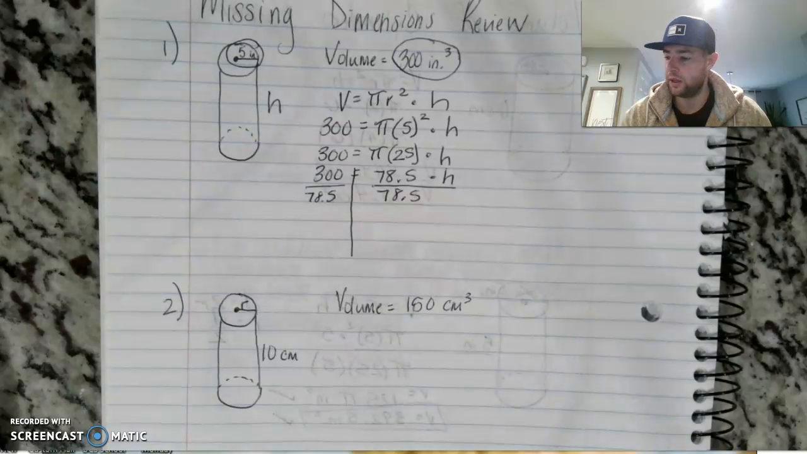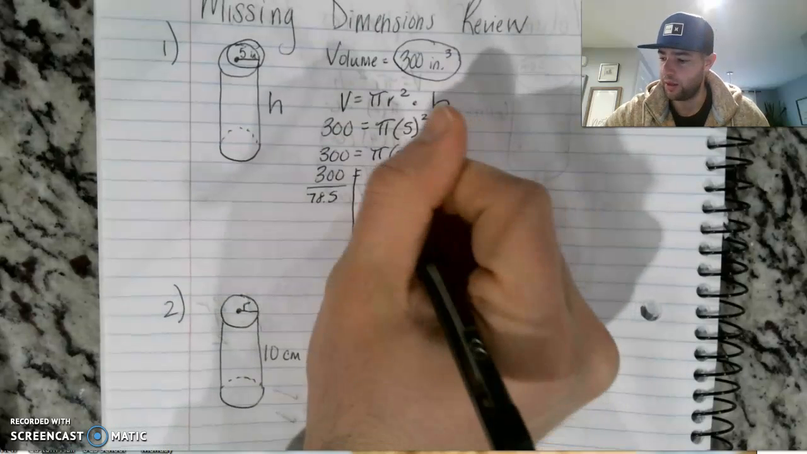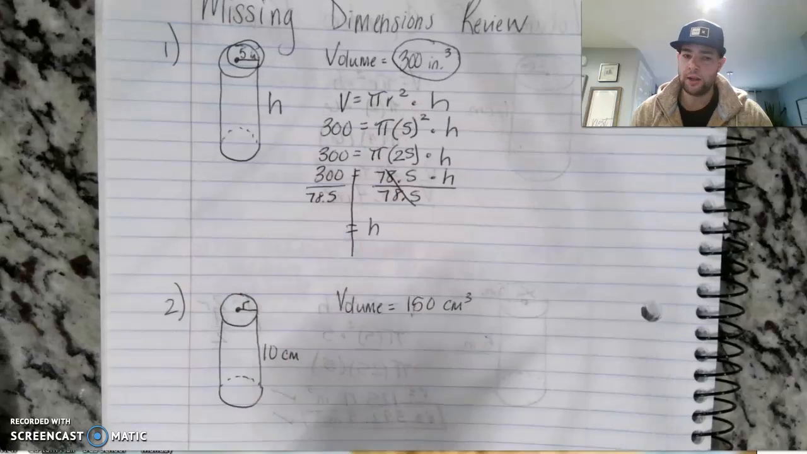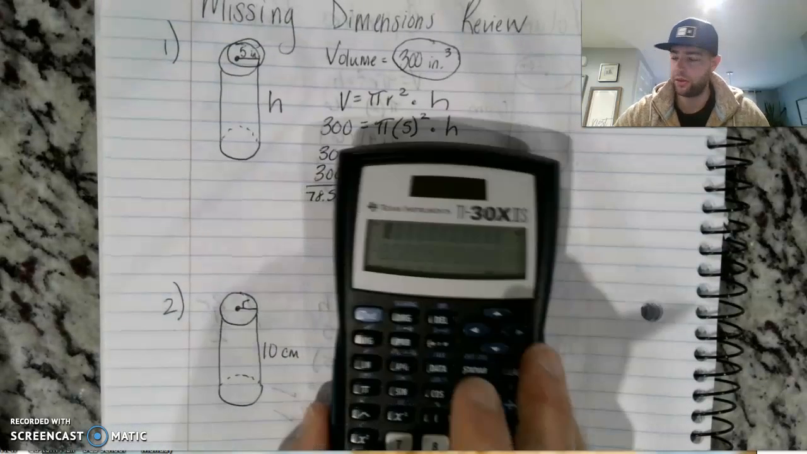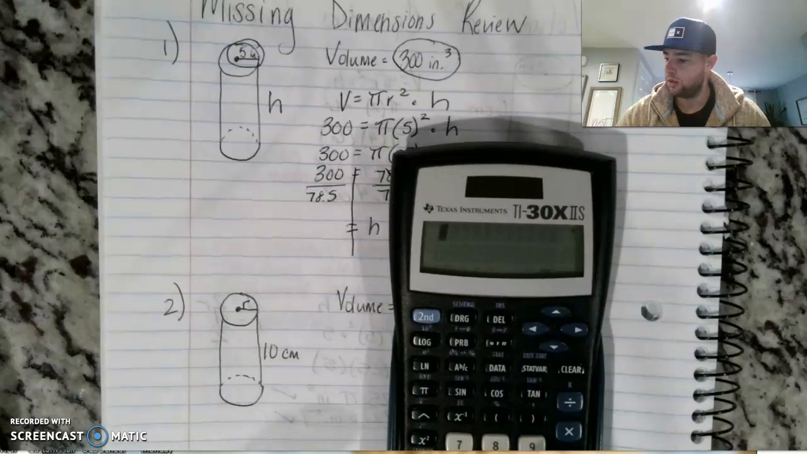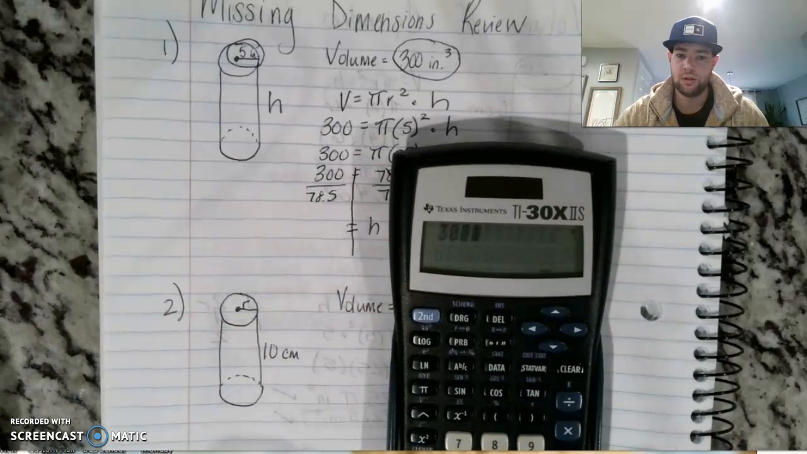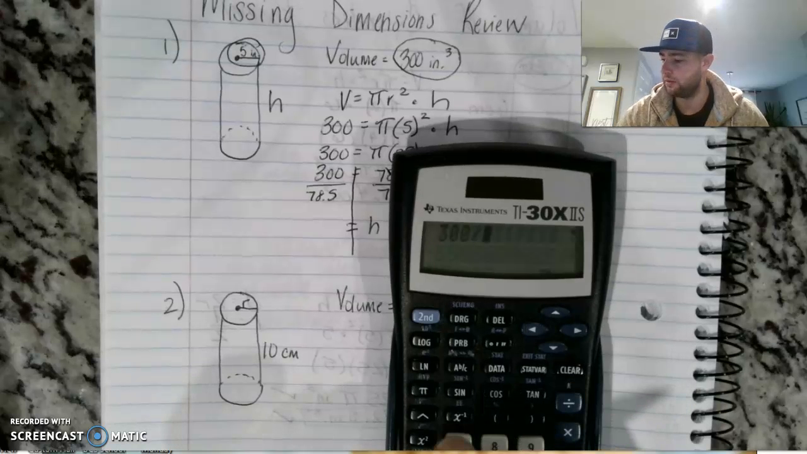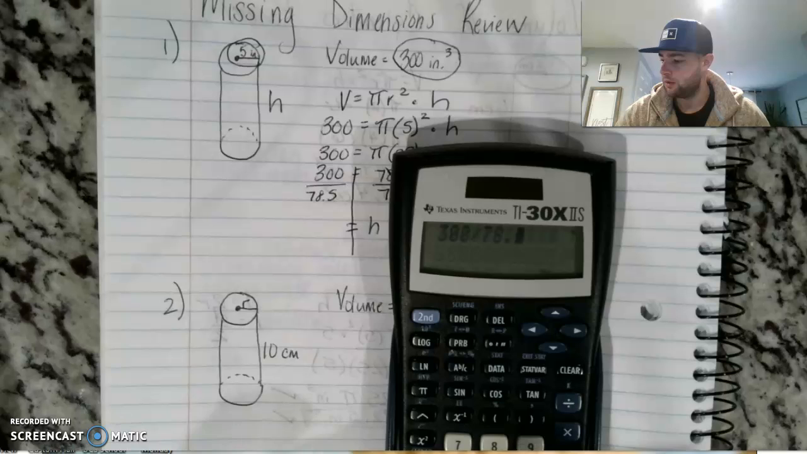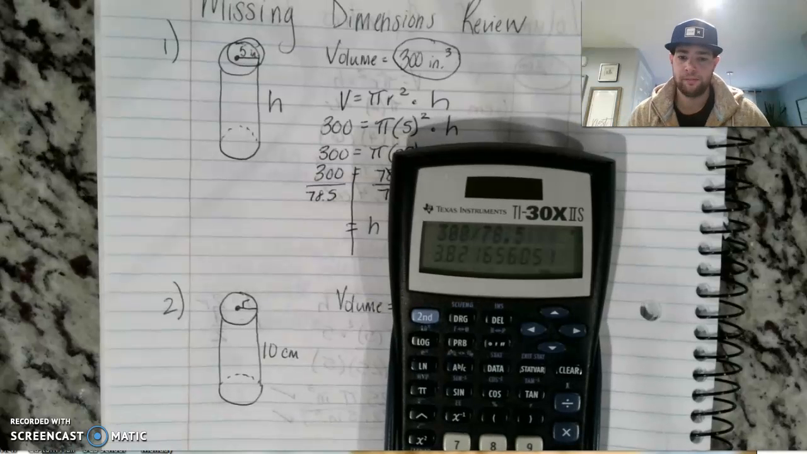We're going to show what cancels, bring down what's left, and then in our calculator, 300's on top, so I'm going to do 300 first. Obviously we're dividing, and then we're going to divide by 78.5. Hit equals and see what that gives us.